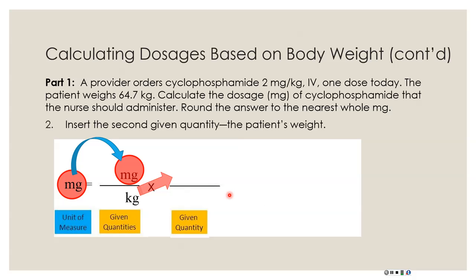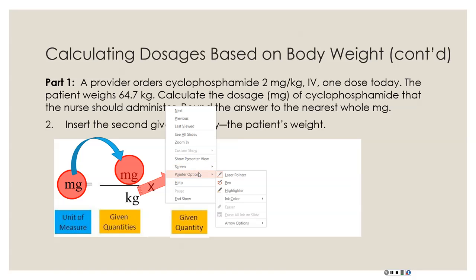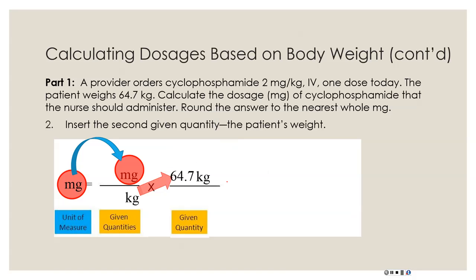And next, what we're going to do then is we know that kilograms is here, so we have to put it on the top in our next equation because we want to eliminate that. So we're going to go ahead and we've got 64.7 kilograms as our next given quantity because that's what our client has weighed. We used a scale that was calibrated and is accurate. And then again, we have this 2 milligrams here.